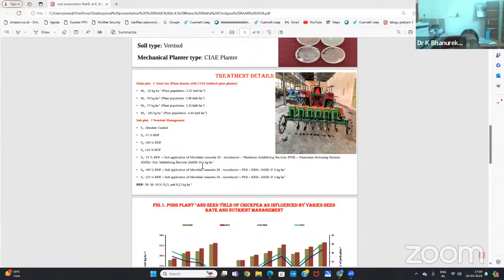We have a biofertilizer unit. From there, we took the consortia at a rate of 5 kgs per soil application with 200 kgs of FYM or compost. The next 3 treatments, from S5 to S7, consisted of 75% RDF plus this 5 kgs of consortia, 100% with consortia, and 125% with consortia.